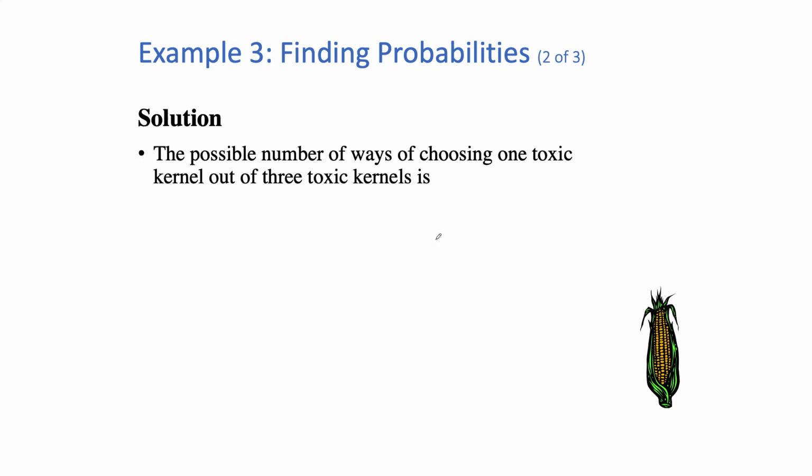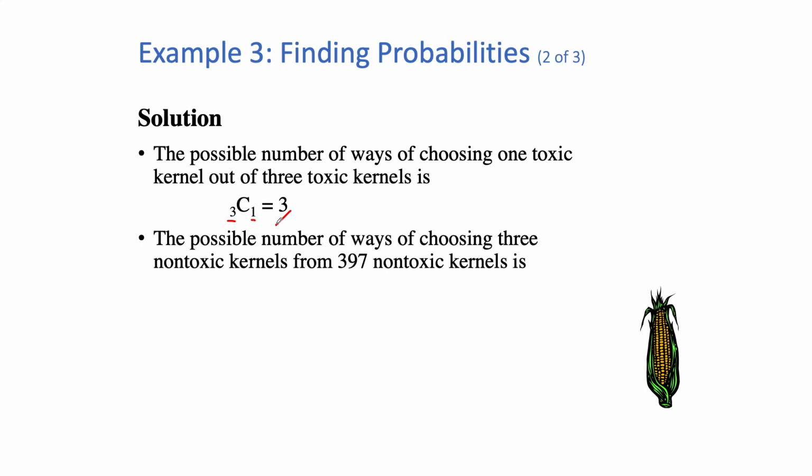What is the probability that exactly 1 kernel of these 4 contains a dangerously high level of the toxin? So let's think about the toxic kernels. There's 3 toxic kernels. I need to definitely choose one in my sample, and the order in which I choose doesn't really matter. It doesn't matter which of these 3 I choose, first, second, or third. All that matters is that I choose one of them. So this is a combination. I have 3 kernels to choose from, one of them is chosen, and the order doesn't matter. So there's 3 different ways of choosing the toxic kernel.